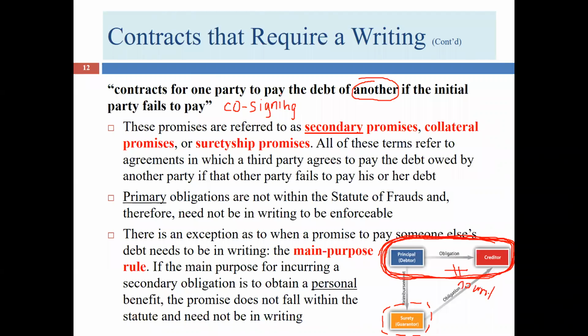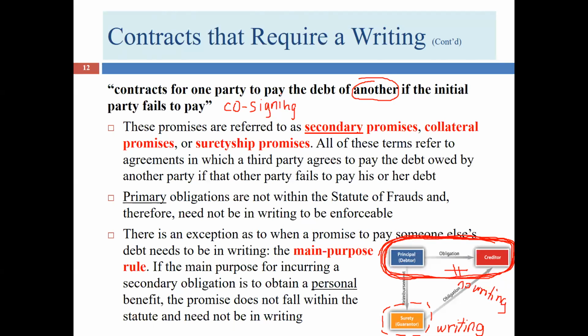Whereas this one has to be in a writing. So why do we require writing for this secondary obligation when we don't for the primary? It has to do with the fact that really the surety or the guarantor is a volunteer. He's not getting anything out of this.